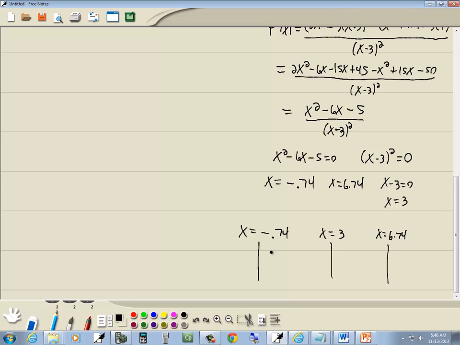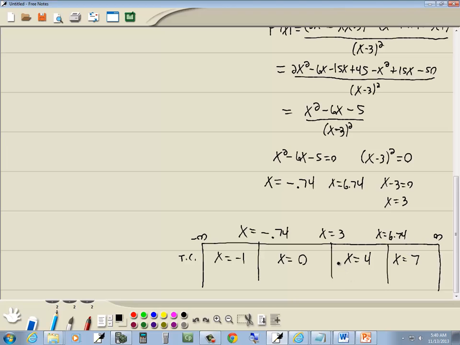And build our table of intervals. Clear over here is negative infinity. Clear over here is positive infinity. We want to choose test cases. Something between negative infinity and negative 0.74, like negative 1. Something between negative 0.74 and 3, like 0. Something between 3 and 6.74, like 4. And something greater than 6.74, like 7.